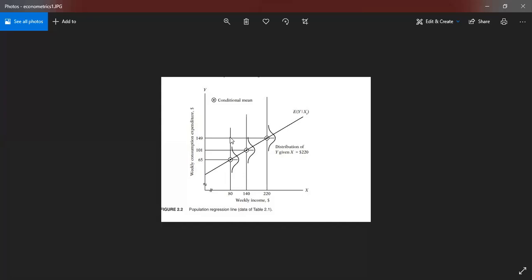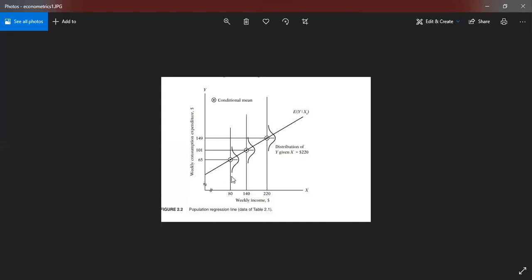What is u? 84. u is y minus the expected value of y. So if y is 149, what is the value of u? 84. 149 minus 65, exactly. If a value is 101, then u would be 101 minus 65.